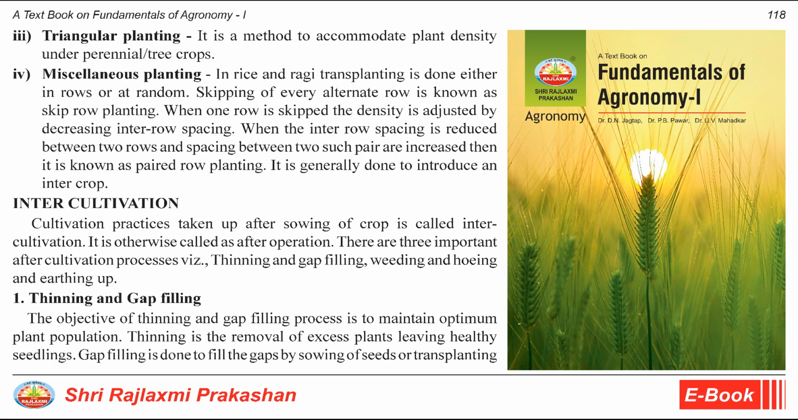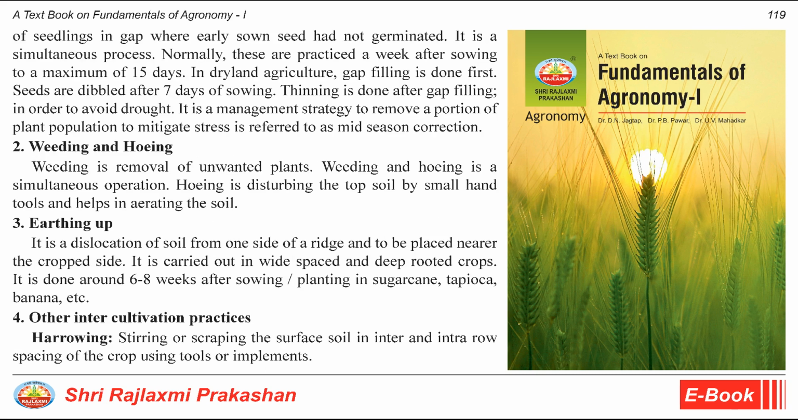The objective of thinning and gap filling process is to maintain optimum plant population. Thinning is the removal of excess plants leaving healthy seedlings. Gap filling is done to fill the gaps by sowing of seeds or transplanting of seedlings in gaps where early sown seed had not germinated. It is a simultaneous process. Normally, these are practiced a week after sowing to a maximum of 15 days.